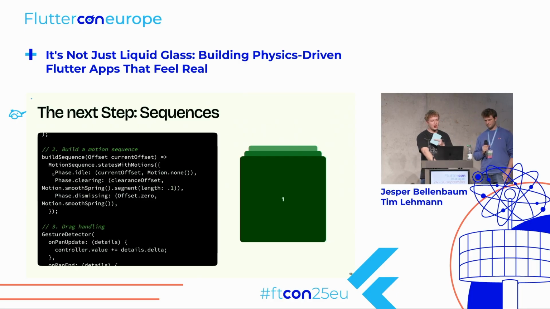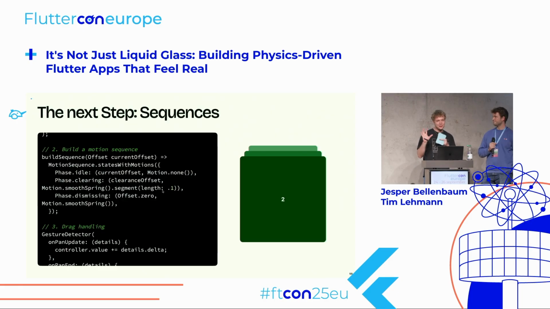But in this case, the card has 3 phases. It has an idle phase, where it is just no motion at the current offset. And then if we let go, we enter a clearing phase. And in that clearing phase, we basically first calculate the offset that the card needs to have to move past the stack. And we animate there with a smooth spring that we cut really short.